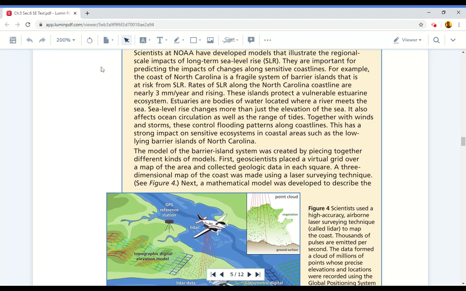Scientists at NOAA have developed models that illustrate the regional scale impacts of long-term sea level rise. They are important for predicting the impacts of changes along sensitive coastlines. For example, the coast of North Carolina is a fragile system of barrier islands that is at risk from SLR. Rates of SLR along the North Carolina coastline are nearly 3 millimeters per year and rising. These islands protect a vulnerable estuarine ecosystem. Estuaries are bodies of water located where a river meets the sea.